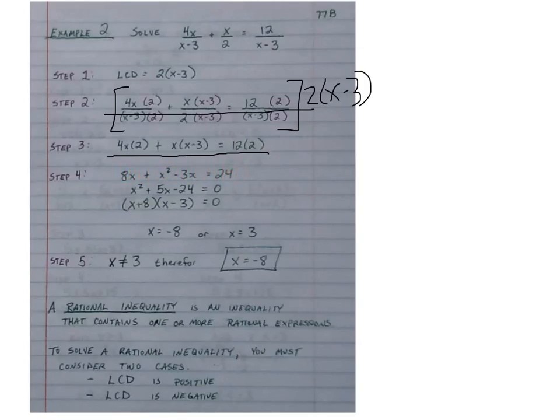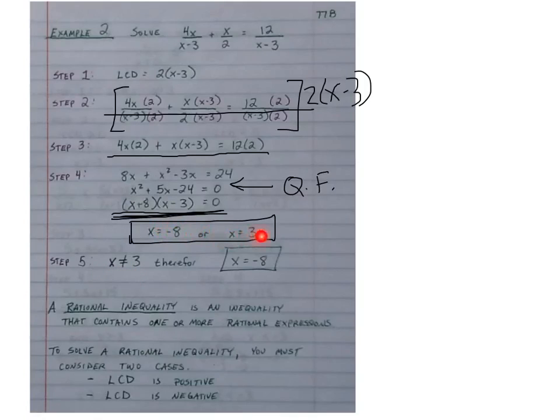In this expression, we combine our like terms. Negative 3x and 8x is 5x. And we realize that what we have is a quadratic expression. That quadratic expression we can use the quadratic formula on, or hopefully it's an easy expression to factor. And in this case it was a factorable expression, and we wind up getting zeros at negative 8 or at 3. And here's where step 5 comes into play.